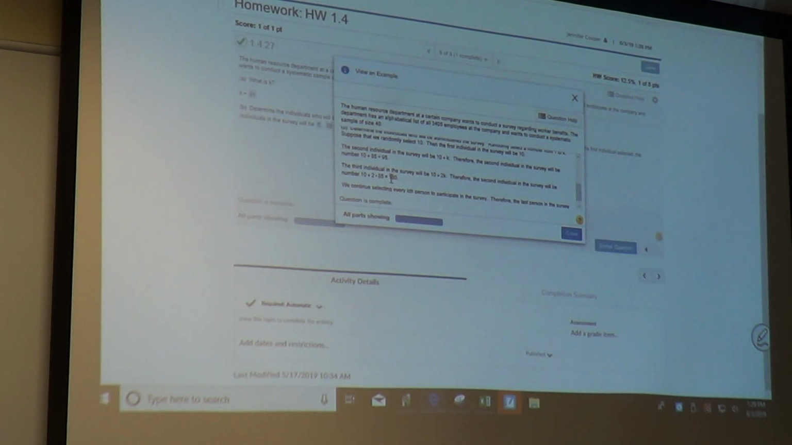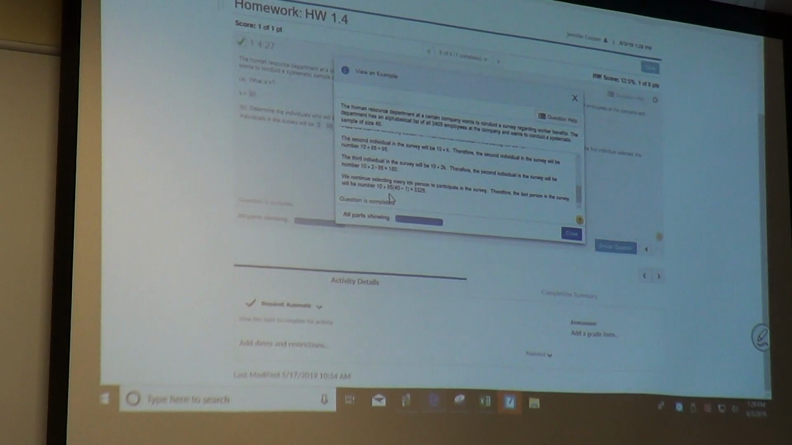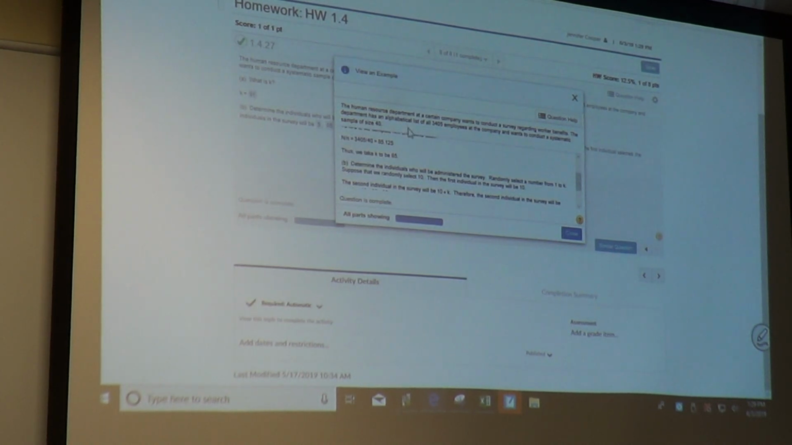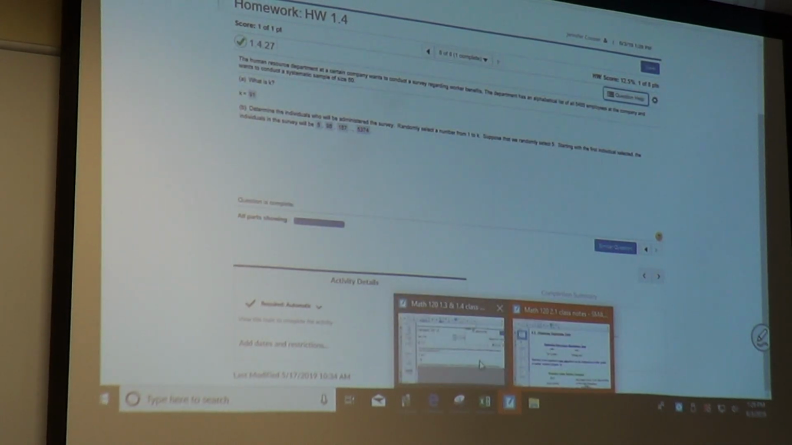Dot, dot, dot. And then my last one is going to be 10 plus 85 parentheses 40 minus 1. Now I have to go back and say, where did the 40 come from? The size at the beginning. My sample size at the beginning. So let's take this and look at our problem.